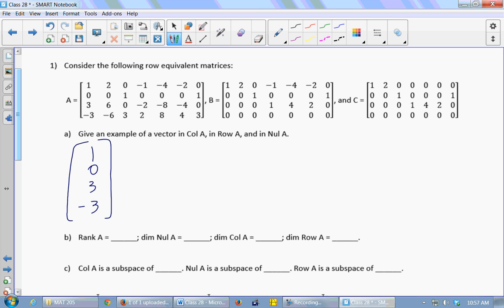No. Nope. The column space of row equivalent matrices is not necessarily the same. That's why when we try to come up with a basis for the column space, we row reduce to figure out where the pivots are, but then you go back to the original matrix to take those columns, right? You can't take them from the row reduced matrix. Okay, give me an example of a vector in the row space of A.